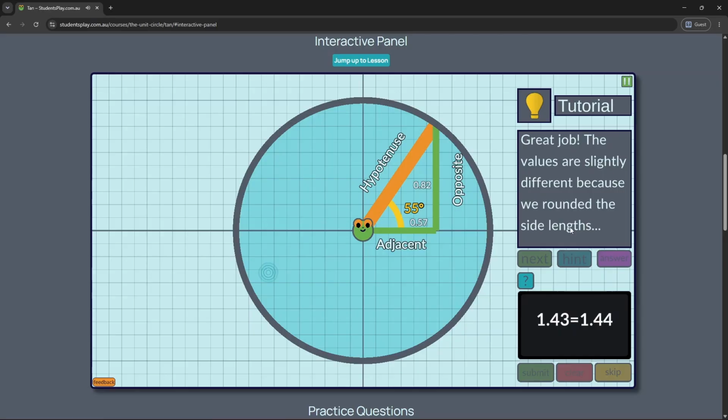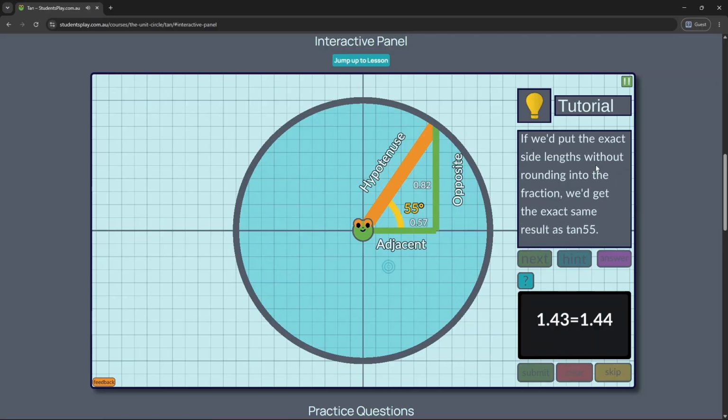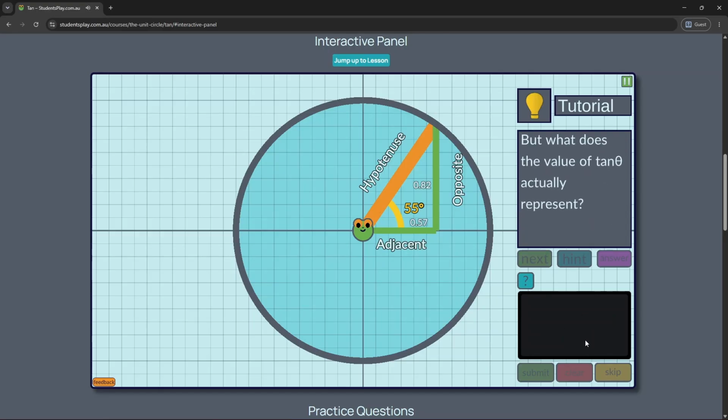Interesting. Great job. The values are slightly different because we rounded the side lengths. So when we put these ones in, we rounded those numbers, so it's going to be a little bit inaccurate. If we put the exact side lengths without rounding into the fraction, we'd get the exact same result as tan 55, so it would be 1.43. But it doesn't really matter for what we're doing here, so don't worry about it for now. They're basically the same.